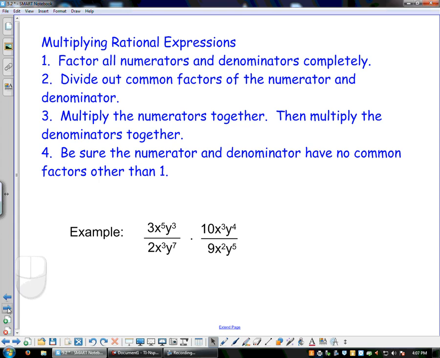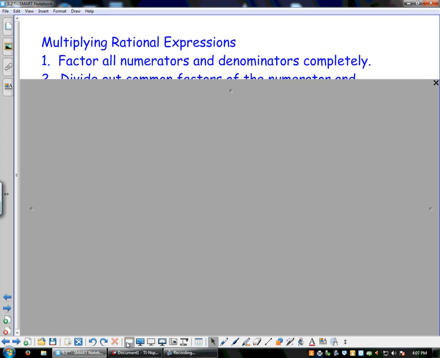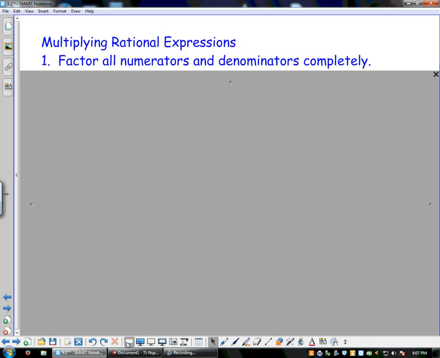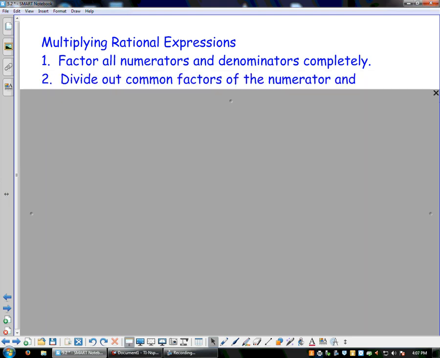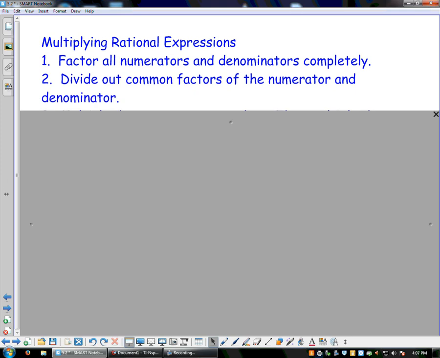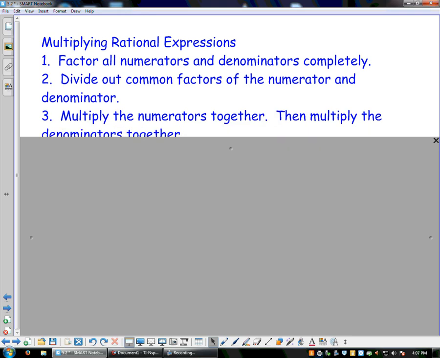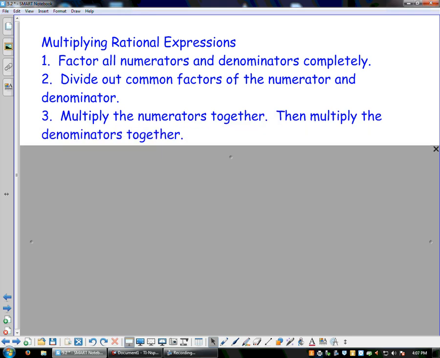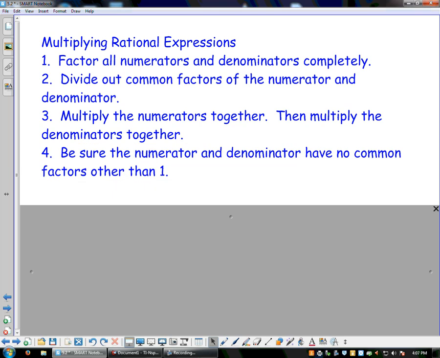Okay, so when we are multiplying rational expressions, we have some steps here that can help us every time we do this. So step 1, we are going to factor all numerators and denominators completely. So either product sum, take out what's in common, break each of those down. Step 2, we'll divide out common factors of the numerator and denominator, which means, again, if the factor's on top and bottom, we can cancel one out in each place. Number 3, multiply the numerators together, and then multiply the denominators together. And then step 4, we'll make sure the numerator and denominator have no common factors other than 1.